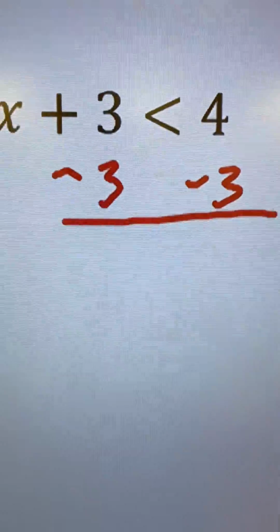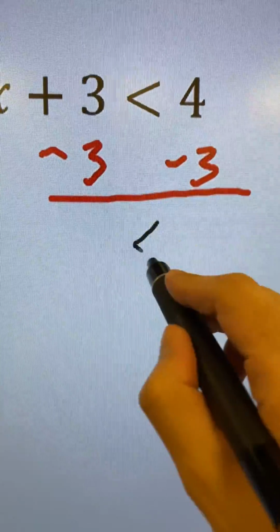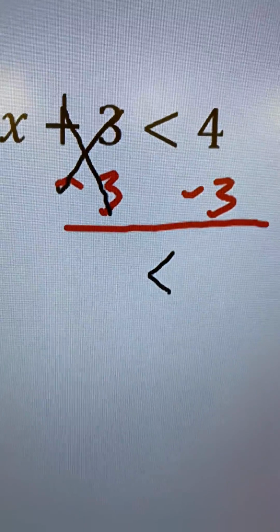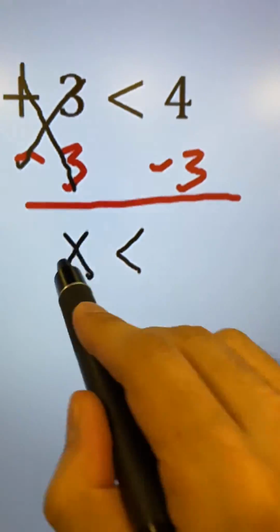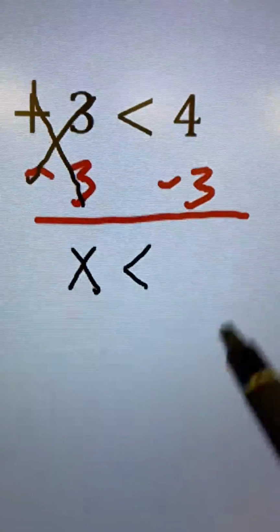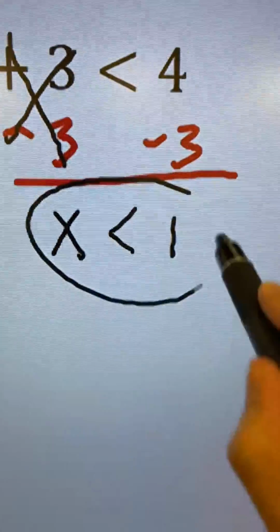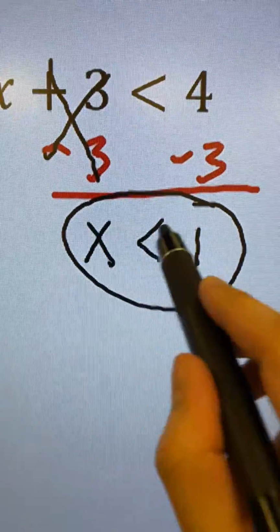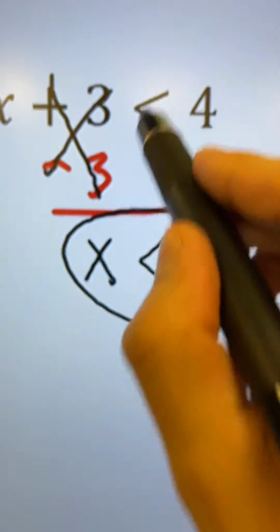So now I'm going to simplify in the next step. I'm going to bring down my inequality sign. 3 positives and 3 negatives, that's a 0 pair, right? They come out to be 0, and we're left with the term x. And here, 4 minus 3 is just 1. So that's my solution: x is less than 1. In other words, all numbers less than 1 will be a solution to this inequality.